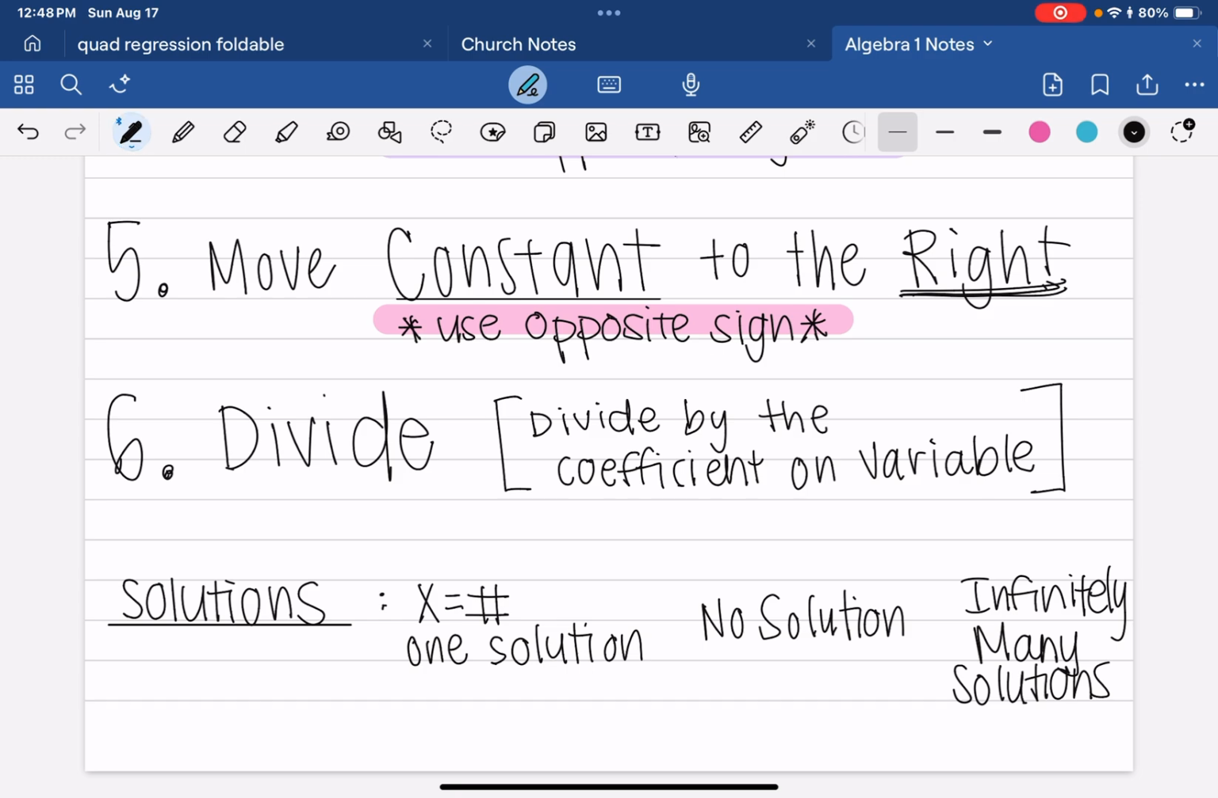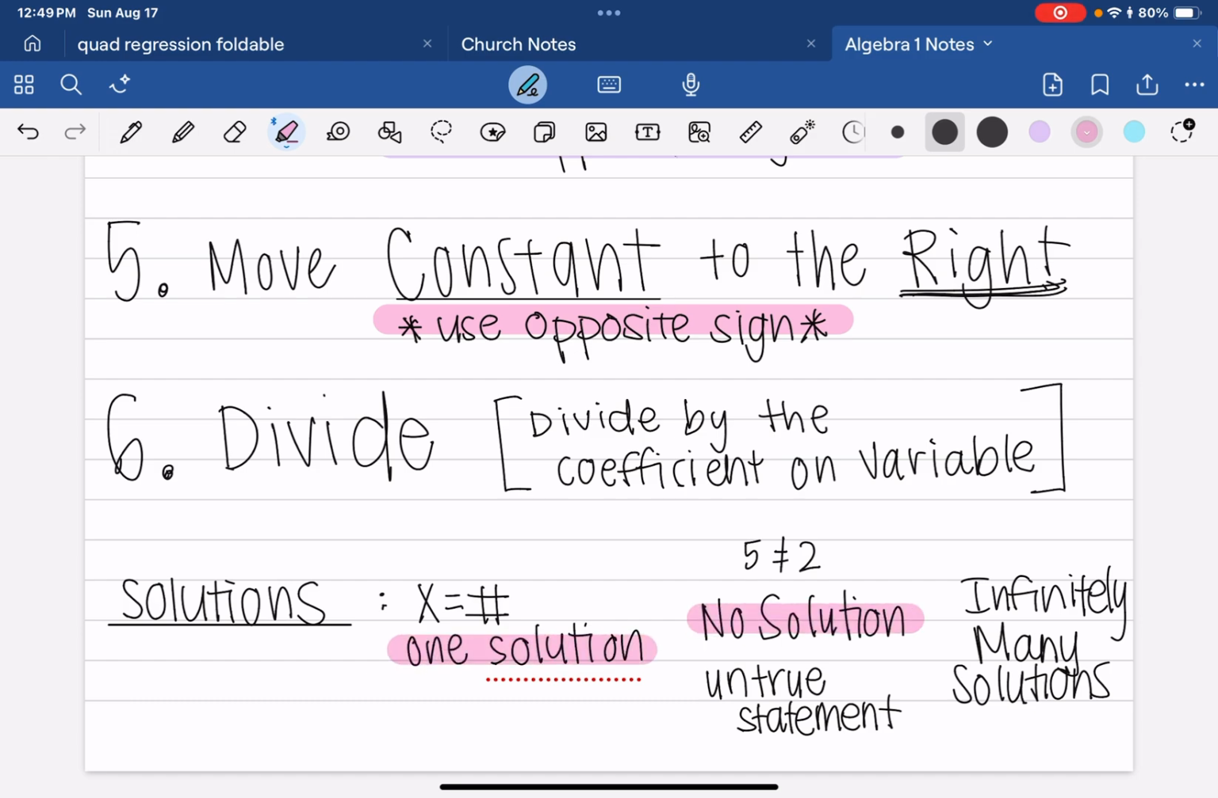One solution will obviously mean when I have x equals a number, so x equals 2 or x equals negative 5. No solution means when I am solving and my variables cancel out and the statement is not true. This means it is an untrue statement, like 5 equals 2. That's not true. So an untrue statement would get us no solution. Infinitely many solutions would give us a true statement.